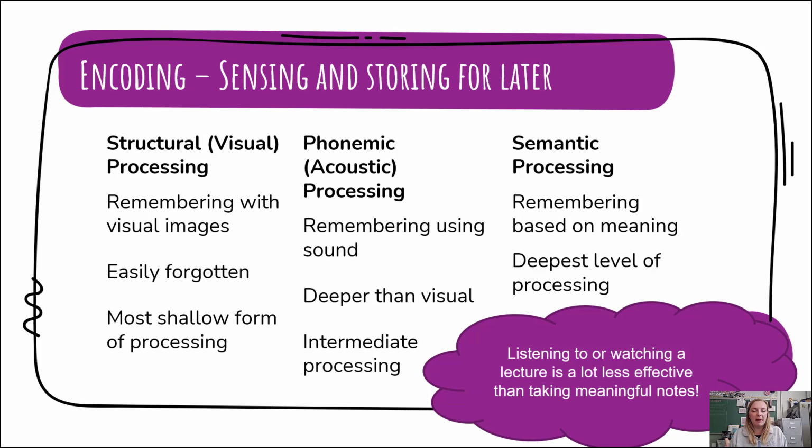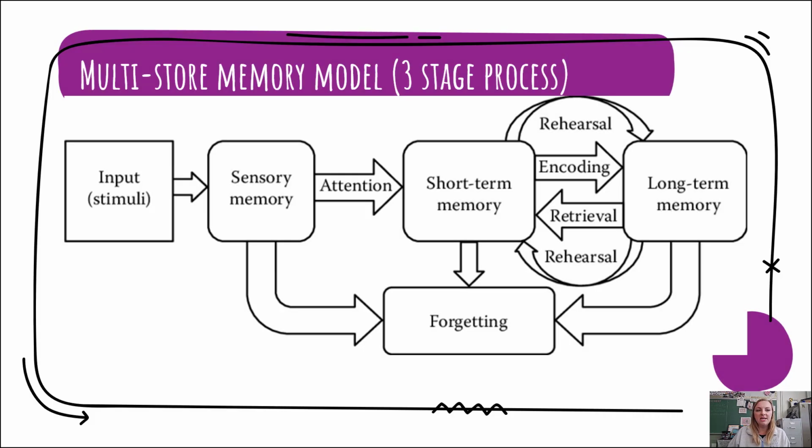The next part of memory we're going to talk about is the storing of memory. And one of the models that we have for storing memory is the multi-store model of memory, or the 3-stage process.